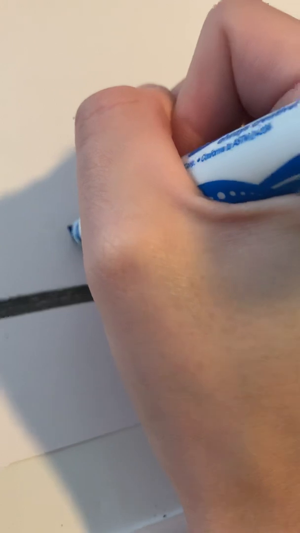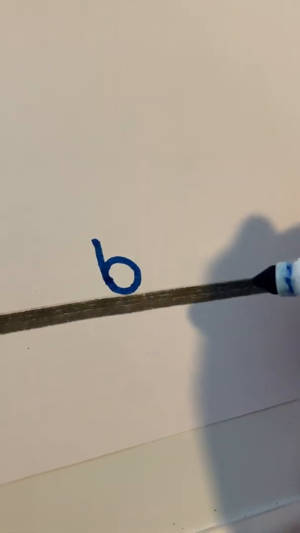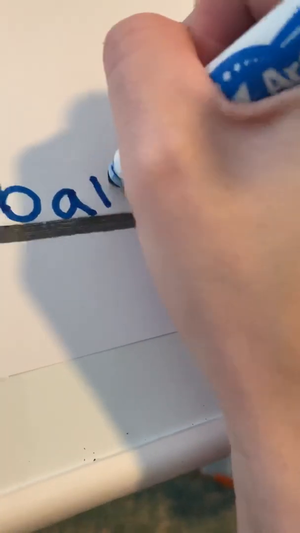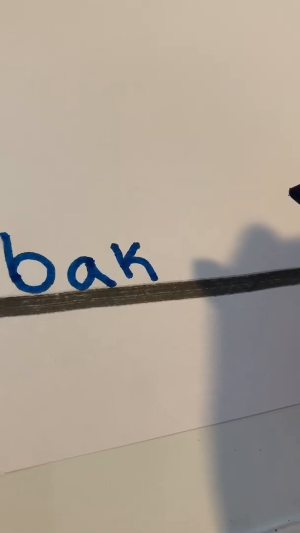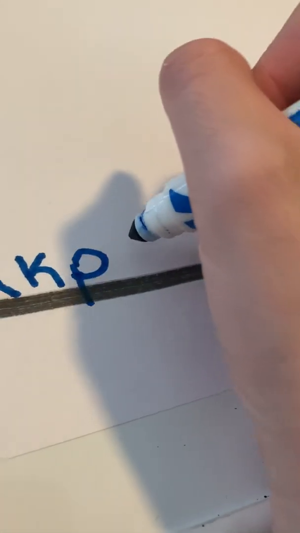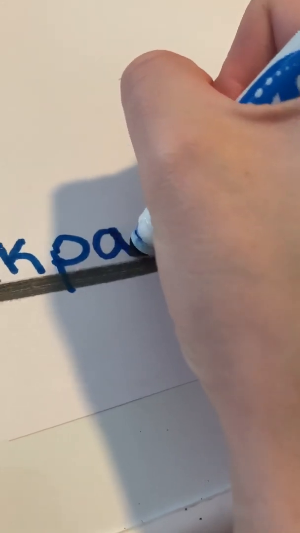That's right, it's a B. What letter makes the next sound? That's right, it's an A. And what letter makes the k sound? That's right, it's a K or a C. But in this case, we're going to use a K. And now we're going to do pack. What letter makes the P sound? Oops, I accidentally just told you it's a P. What letter makes the next sound? A again, and the letter that makes the k sound is a K.